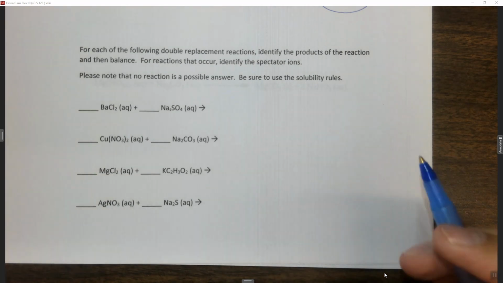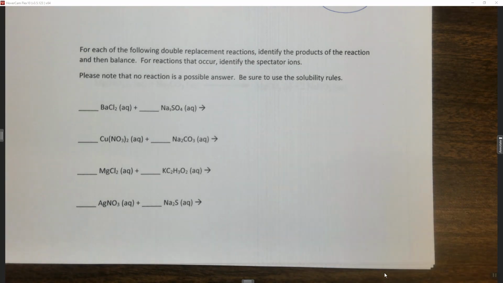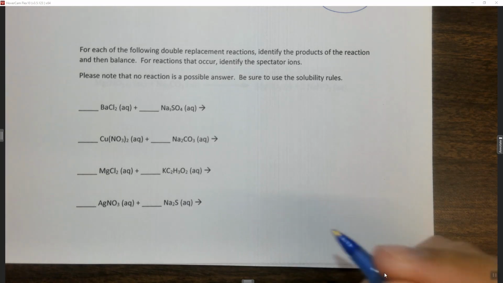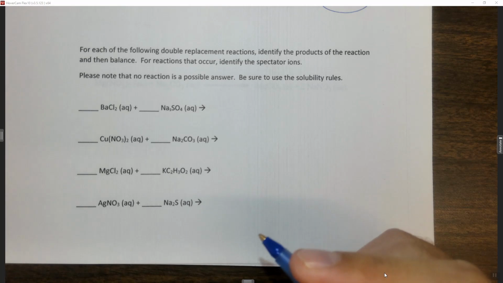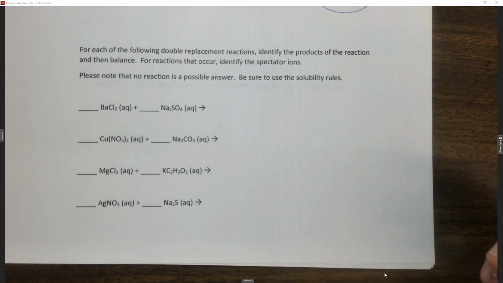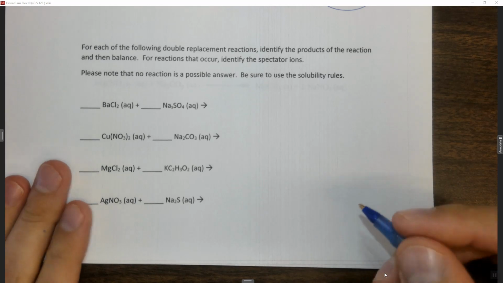So in this case, what we need to do is identify what could potentially happen and then see if we form something that's insoluble. If we don't form something that's insoluble in water, we just have a bunch of ions floating around in solution. We don't actually have a reaction occurring. So let's go ahead and see what's going on here.